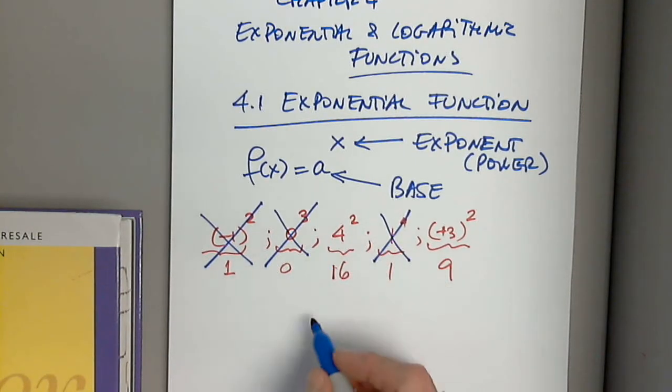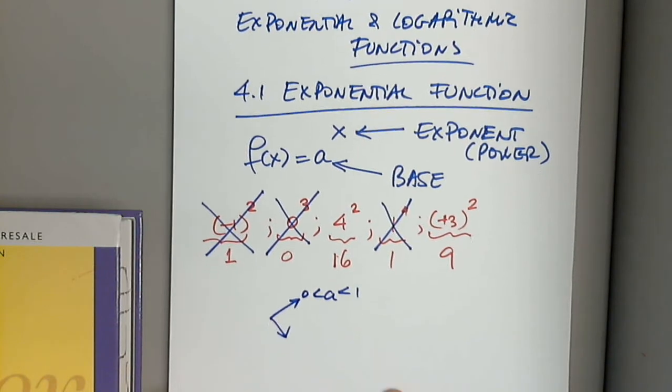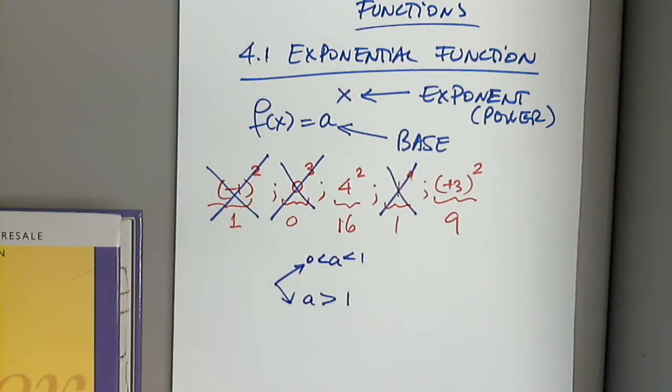So what can a be? There are 2 possibilities. For a to be between 0 and 1, a tiny number, not 0, not 1, not negative, or a number greater than 1. These are the 2 possibilities. So this complicates things a little bit. Why? Because the exponential function will look in a certain way if the base is small, between 0 and 1, in a different way if the base is greater than 1. So there are basically 2 different shapes, 2 different looks for the exponential function because of that.